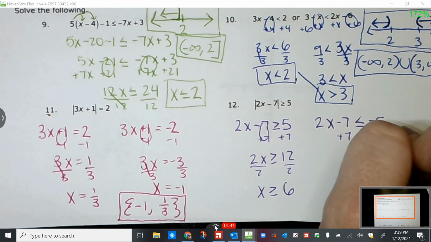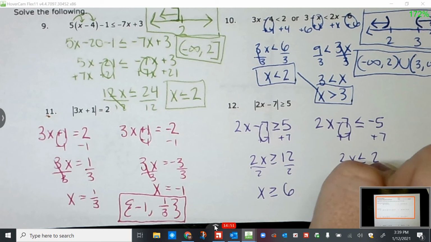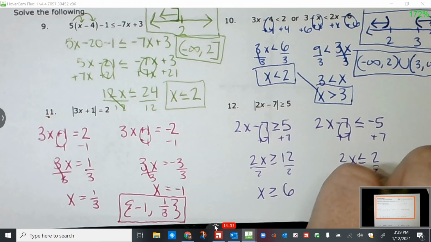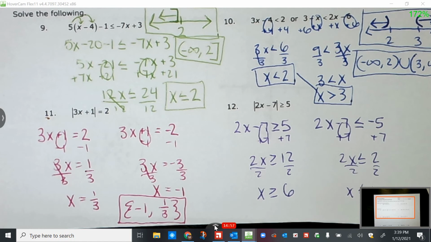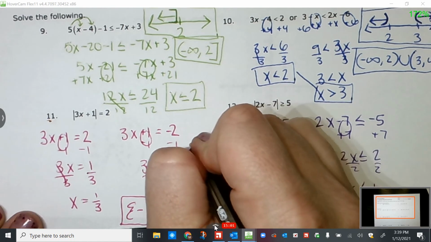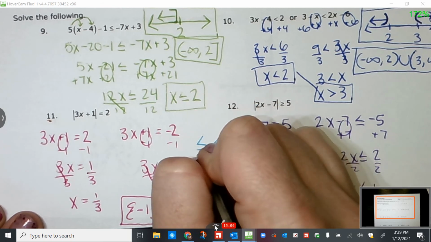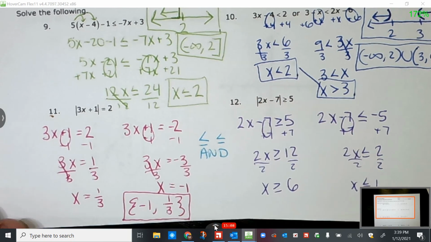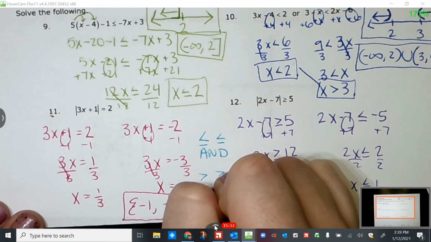Plus 7, 2x is less than or equal to 2. Divide by 2, x is less than or equal to 1. Now, I don't know if you remember, but you have less than or equal to, or less than, and those are AND, because less than, or you have greater than or equal to, and greater, OR.